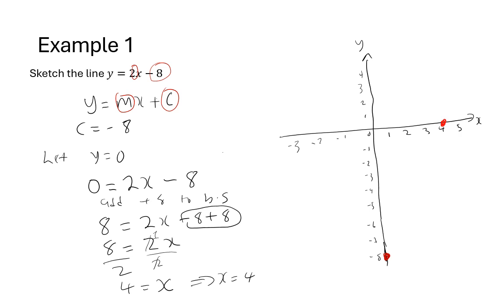So we just join the two. How do we join the two? By a straight line. We just draw a straight line like this that joins them. So that's all. This is our straight line. This is y equals 2x minus 8. This is the line.